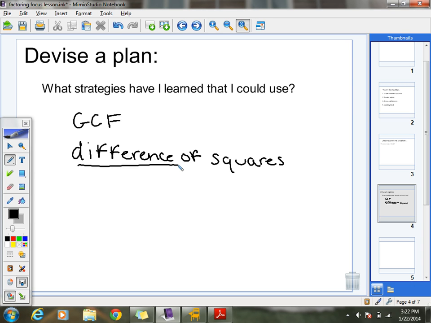But I also remember that difference of squares was something that only had two terms with it. Well, my original problem was a trinomial. So I don't think I'm going to use difference of squares for this problem.